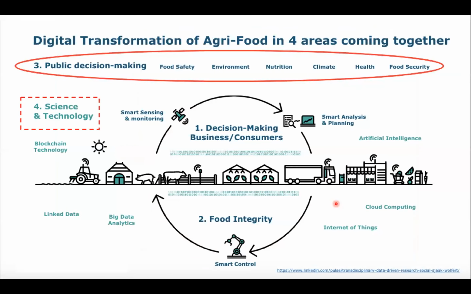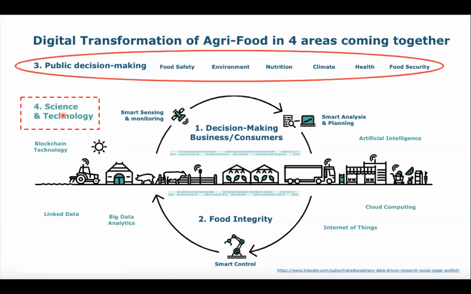There's also a figure showing digital transformation of agri and food in 4 areas. The first is the decision making process. Second is food integrity. Third is public, related to food safety, environment, nutrition, climate, health, food security, and fourth is science and technology. So in these 4 areas, we can develop our IT, our digital transformation.